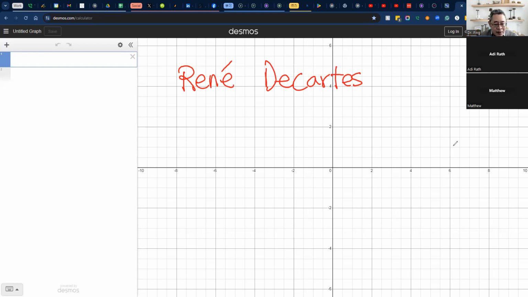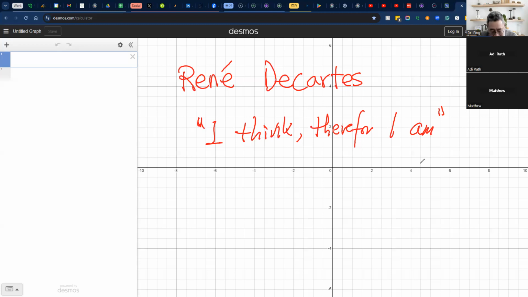He's a famous philosopher who said, "I think, therefore I am." But in mathematics, his contribution is the XY coordinate plane.